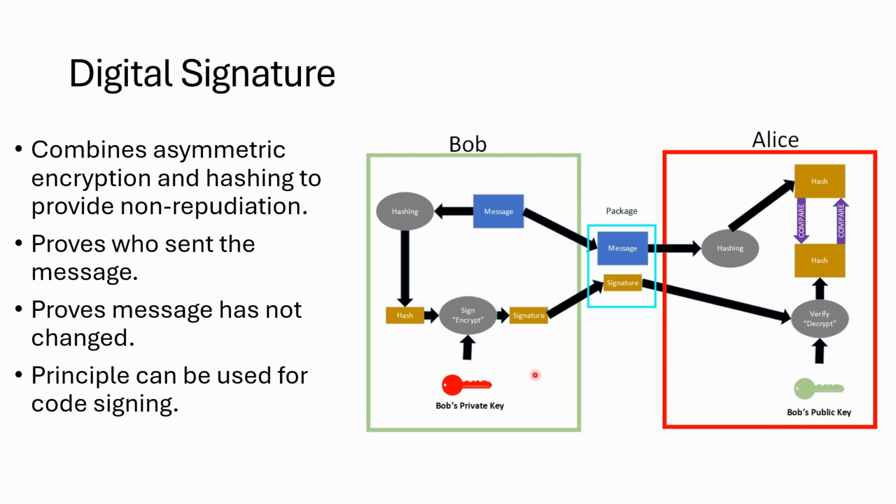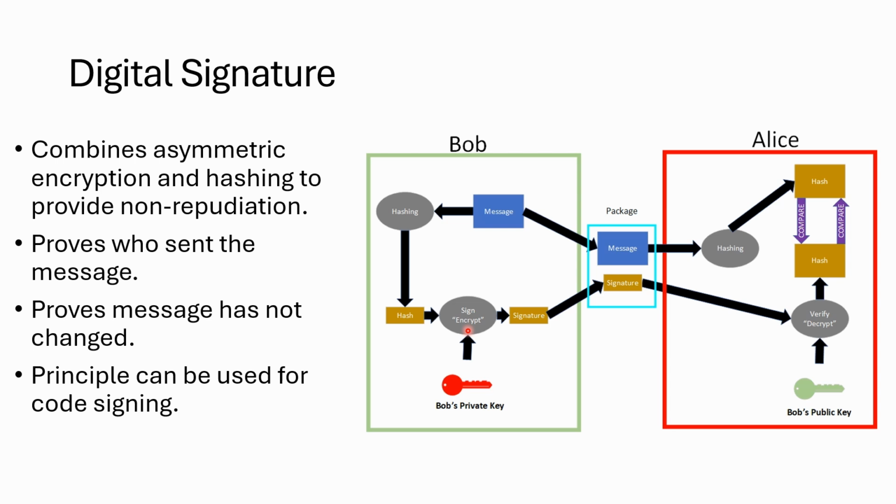So walking through this, you have Bob on the left and Alice on the right, and you have this message. So you're going to take this message and put it in a package. But you're also going to take that message and hash it with your hashing algorithm, and you're going to get a hash. So then you take that hash that was output. Remember our example, we looked at the MD5 hash. It could be that, and then you're going to encrypt it with your private key.